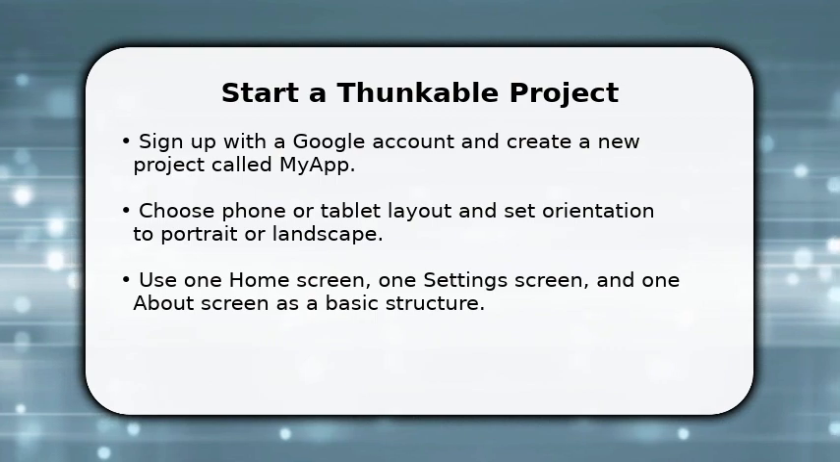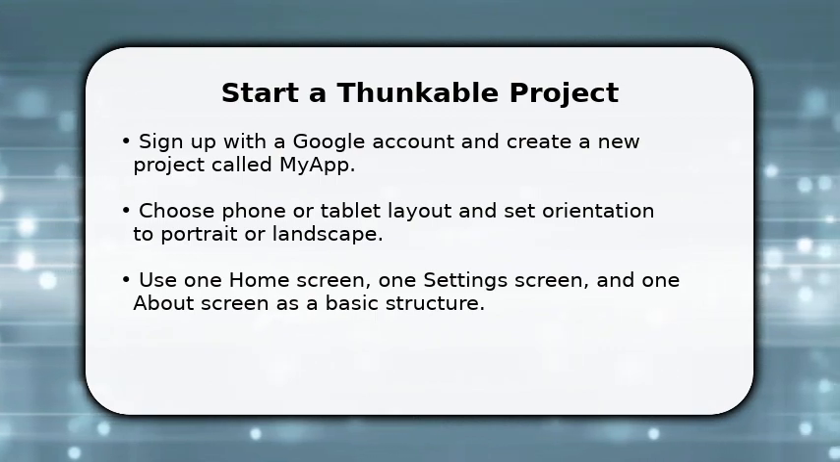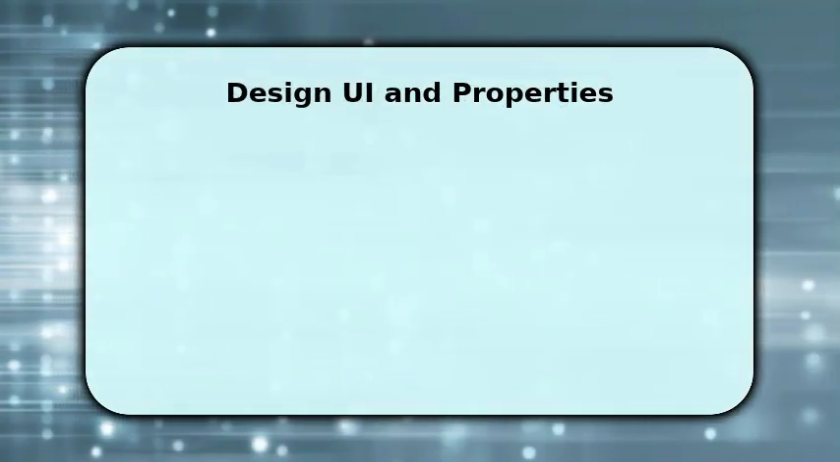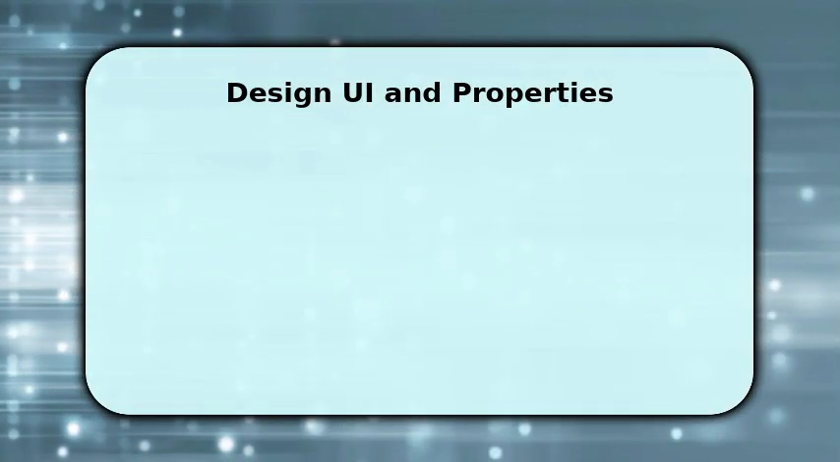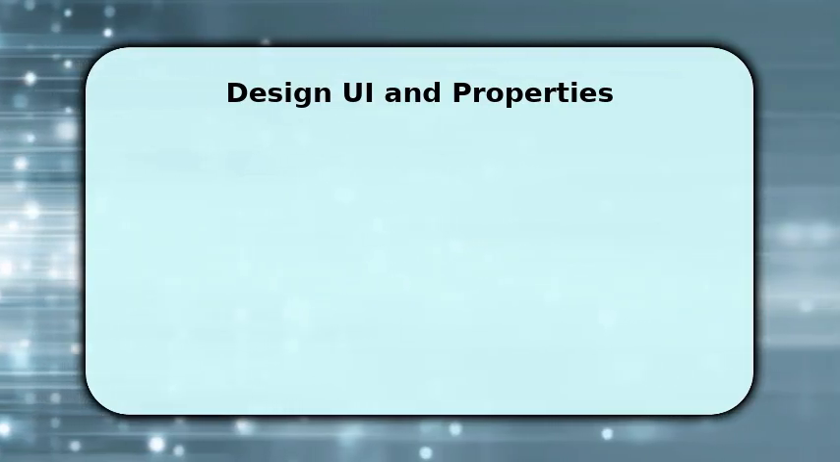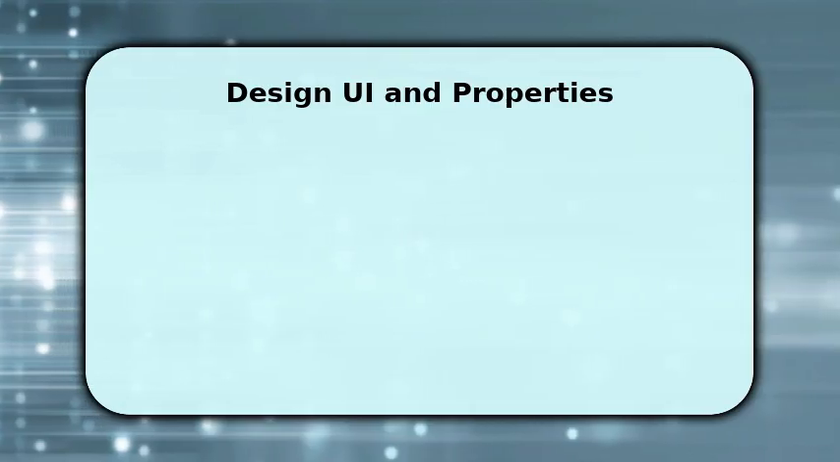Drag components from the Design tab and snap them into place with precise padding and margins. Dragging is pixel precise. You can set width to 100% for full width elements and set height to 50 pixels for compact rows that align consistently across devices.